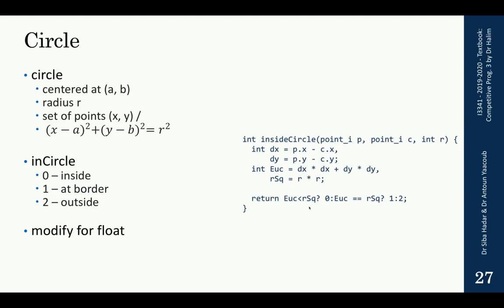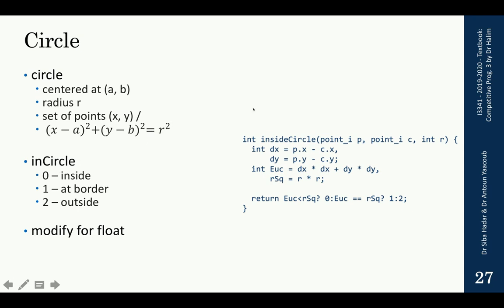Another section, circles. A circle has a center and a radius. The center is a point with coordinates a and b, and the circle is usually defined as the set of points with coordinates x and y that satisfy the following formula: x minus a to the power 2 plus y minus b to the power 2 equals radius to the power 2.